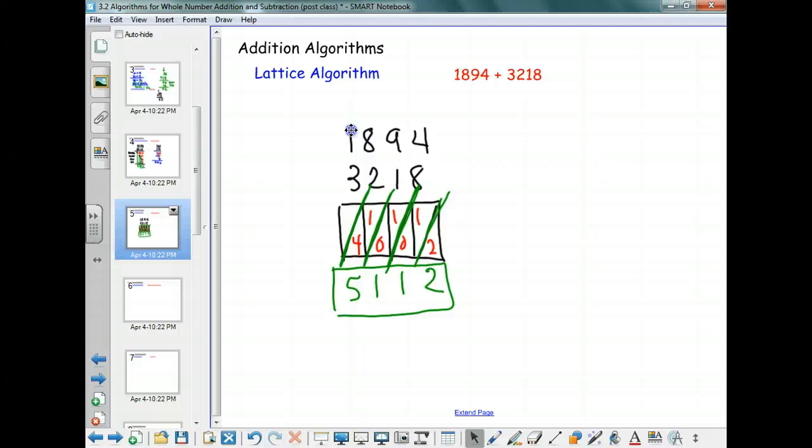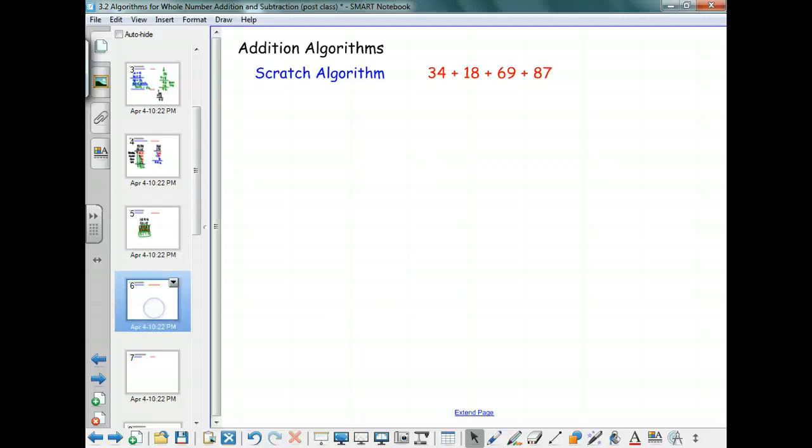All right, scratch algorithm is our last one for addition. Can I switch my slide? Are we good? Okay. Scratch algorithm is practical in some situations.